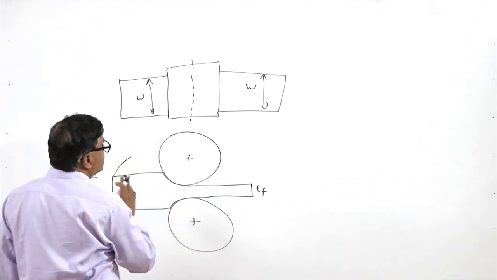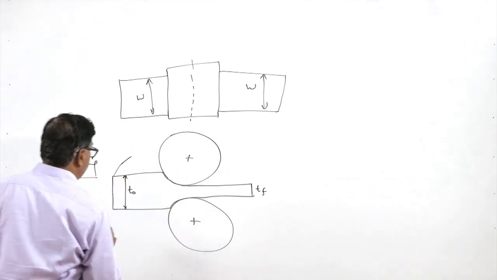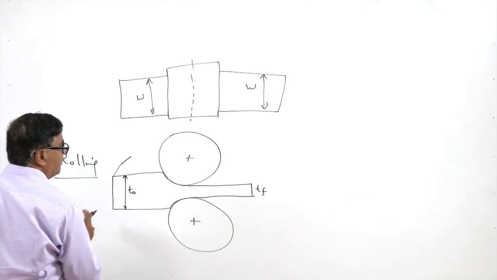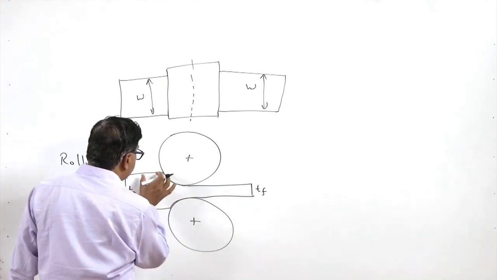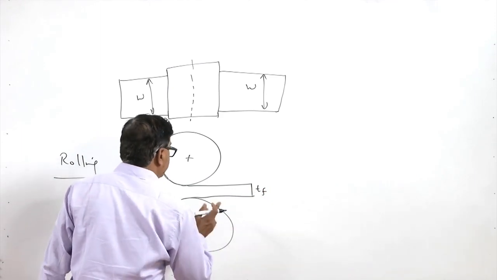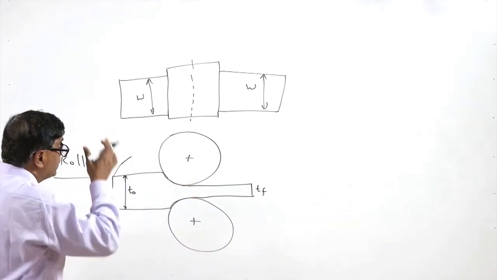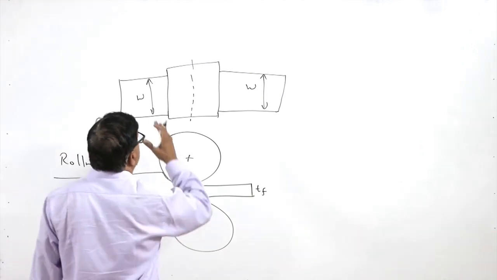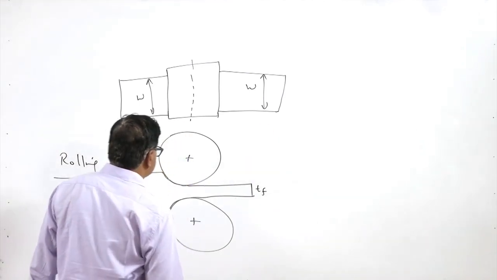Considering the constancy of the volume, for unit length we will be getting a much greater length of the metal. So, the length will be more, thickness will be less and the widths are the same.